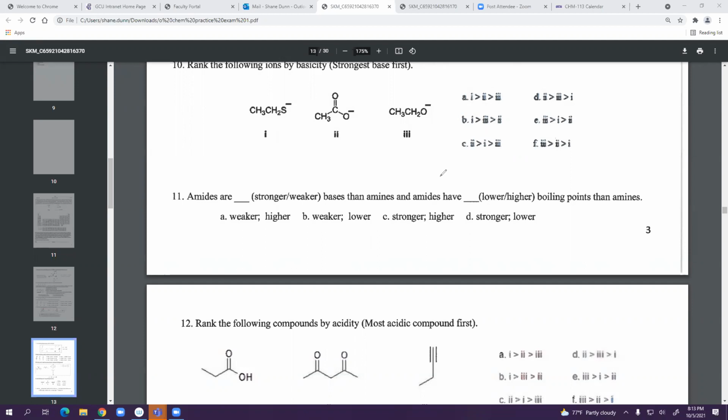Yes, that's correct. Thank you, Mackenzie. You're correct. Since amides have a double bonded oxygen, they're more acidic, right? So, yeah, because of resonance structures. So that makes them weaker bases. Does that make sense? Yes or no? Yeah. Okay.